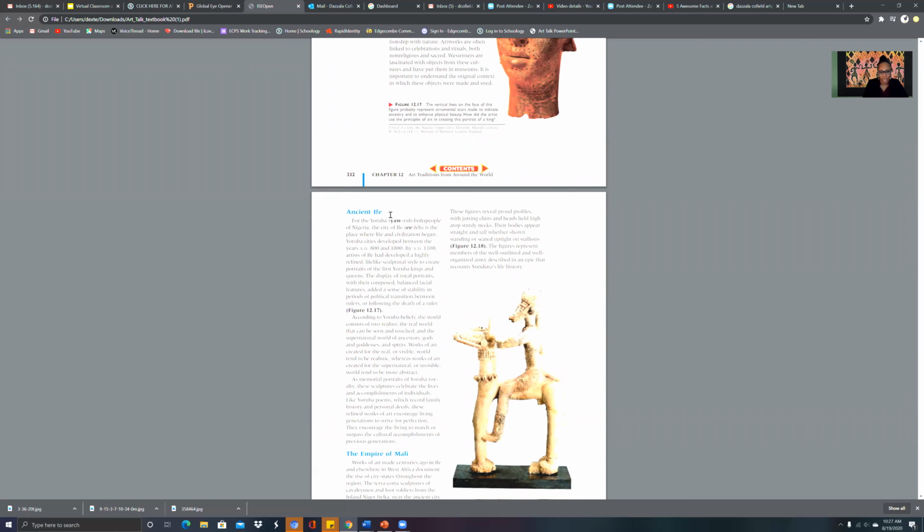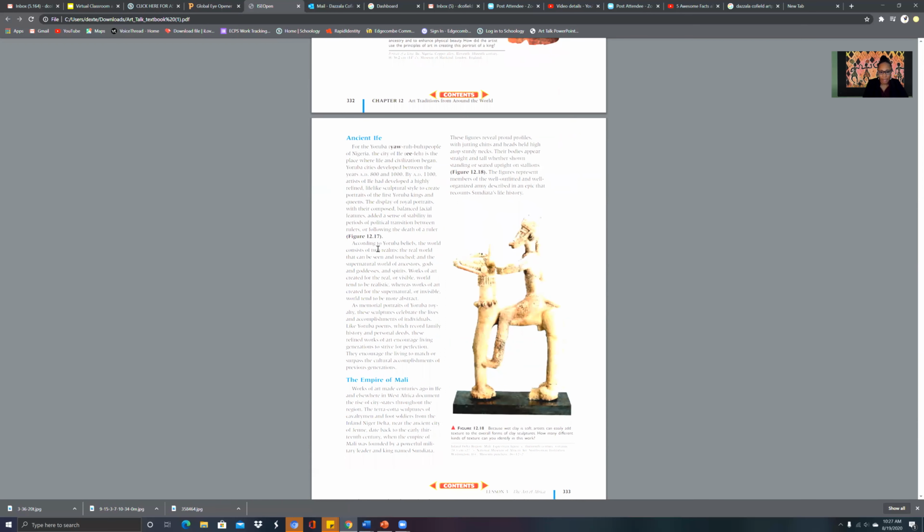So let's look at ancient Igbo and Yoruba. The book is going to talk a little bit more about those beliefs. The Yoruba belief consists of 2 realms: the real world that can be seen and touched, and then the supernatural world of ancestor gods, goddesses, and spirits. So this is what this culture is about. The works of art created for the real, visible world tend to be realistic, whereas works created for the supernatural are invisible or seem to be more abstract. So as you learn more about these different cultures, you can connect why the artist created works to look the way they did.